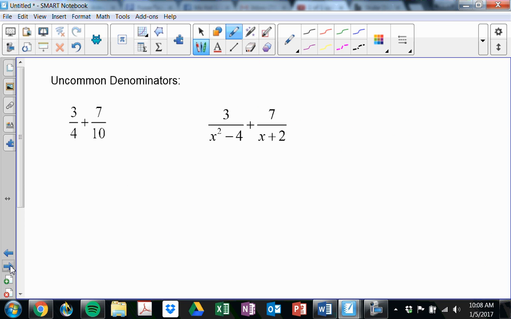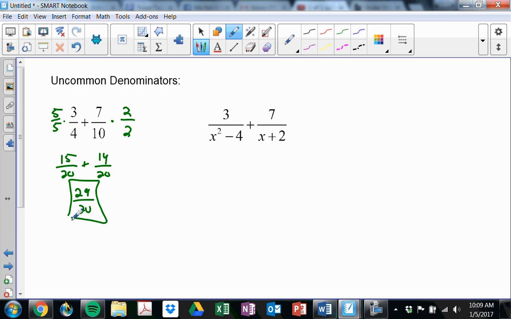When you have an uncommon denominator, you have to get a common denominator. We'll spend a few videos on this actually. I just want to introduce the idea right now. Again, here's a simple example of fractions that don't have a common denominator. So what we would do is we would say, okay, these can both go into 20. So multiply this by 2 over 2, and this by 5 over 5, and that gets me 15 over 20 plus 14 over 20 to get 29 over 20.